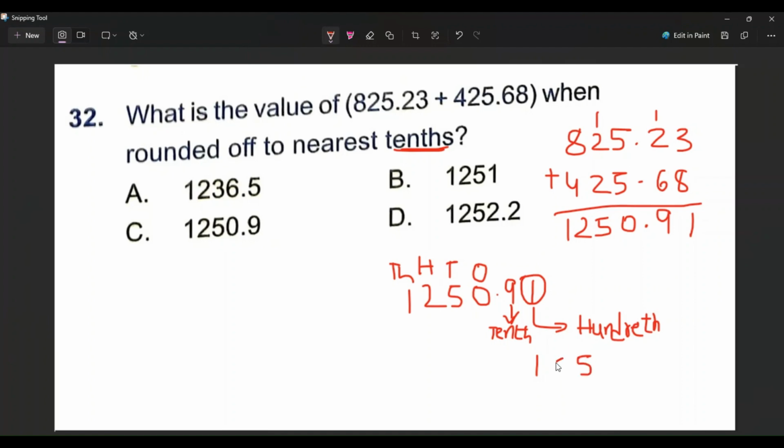1 is less than 5. So nothing will be added to this number in tenth place, and this becomes 0. This remains the same. So our number is 1250.9. After decimal, 0 has no value, so we are not writing that number over here. So let's check with the options. Option A, 1236.5, wrong. Option B, 1251, wrong. Option C, 1250.9, is the correct answer, children.